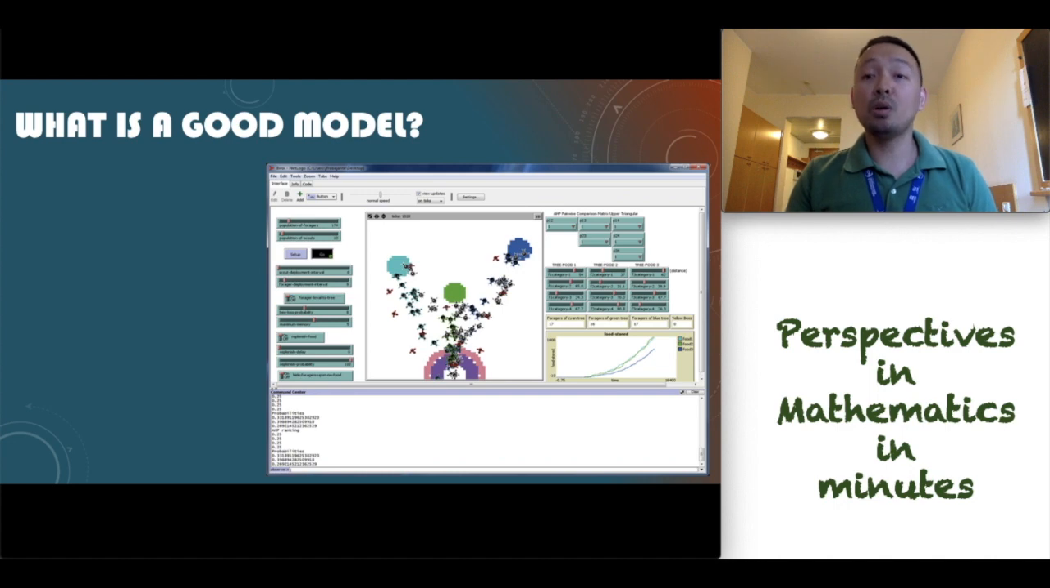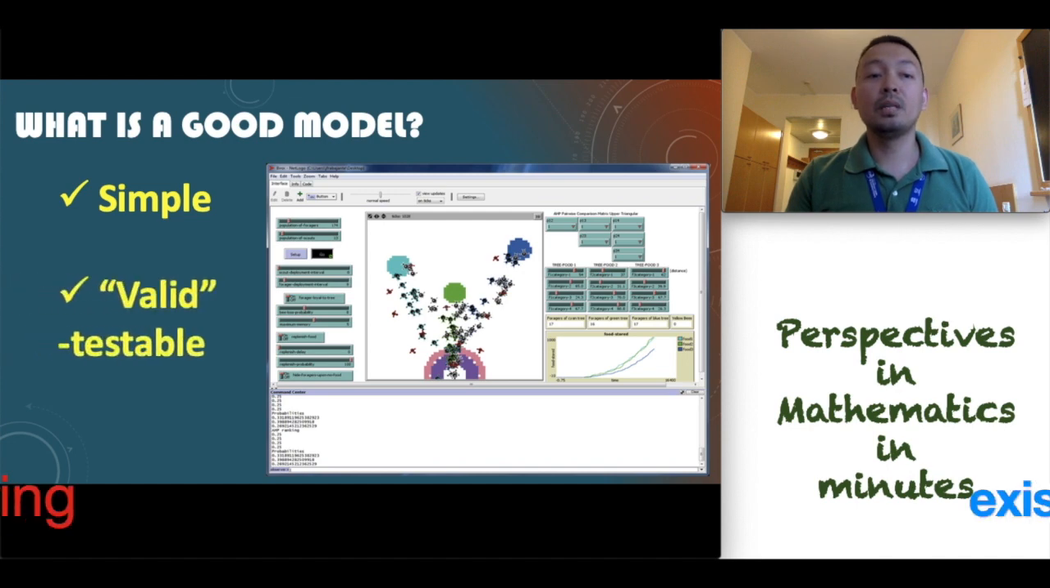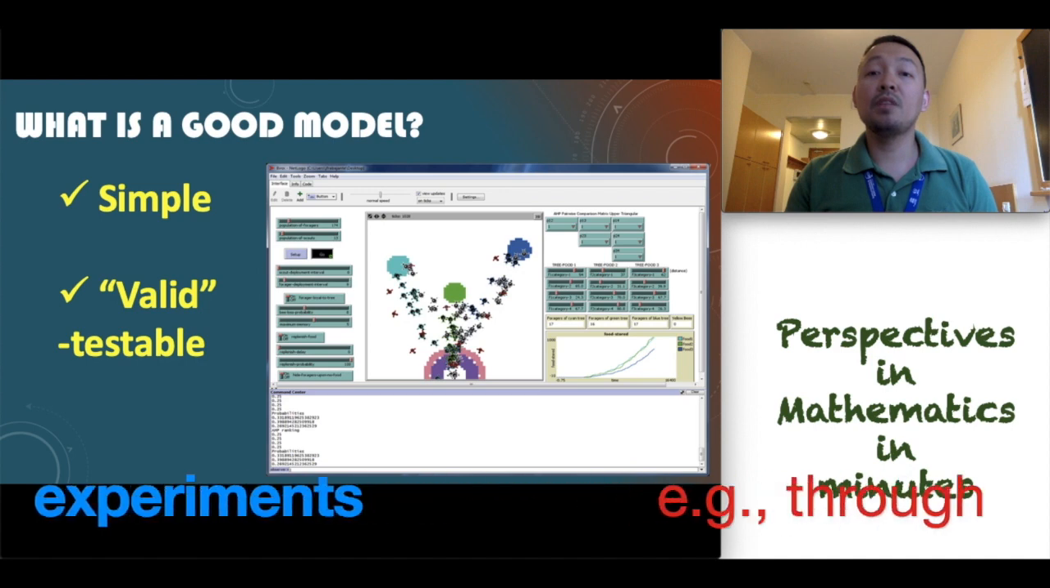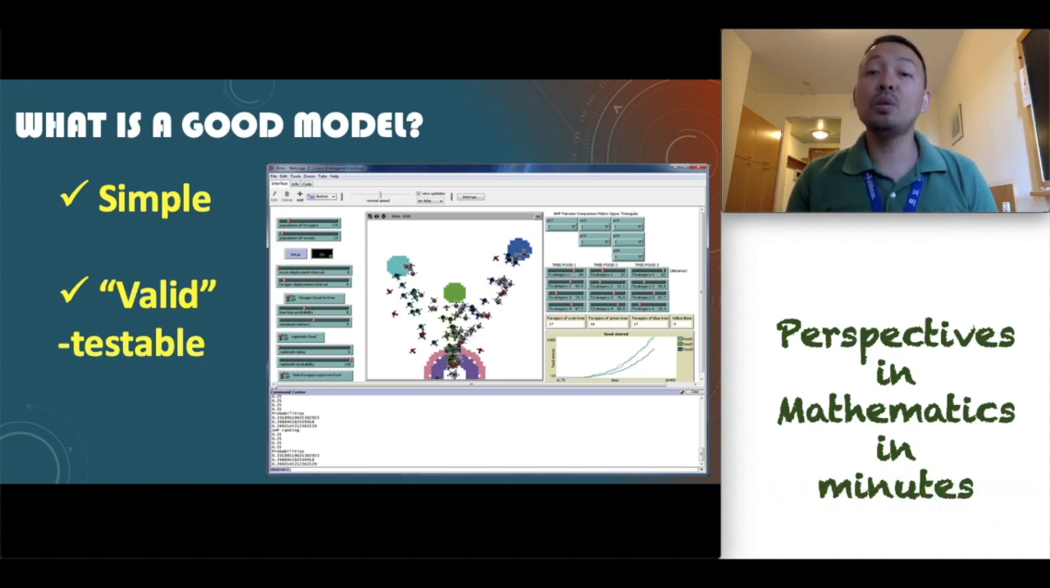Now, what is a good model? A good model is simple, following the law of parsimony or Occam's razor. It is valid. That is, we can test the results if it follows the real-world system, and we can also test the assumptions that we made. Lastly, our results should be robust, in such a way that if we do sensitivity analysis, our results will not change too much, so that we can have a reliable conclusion.